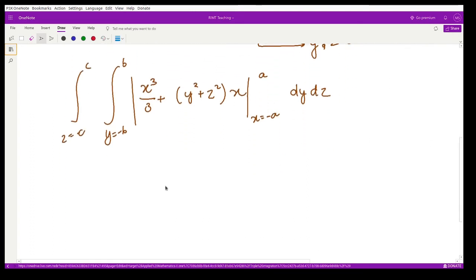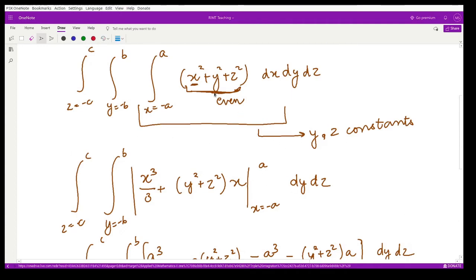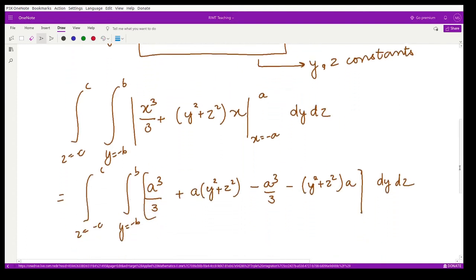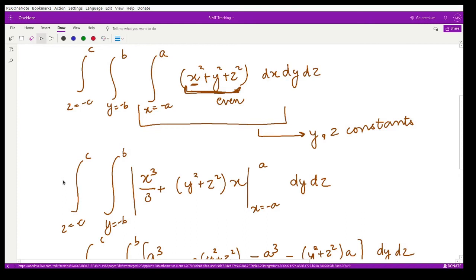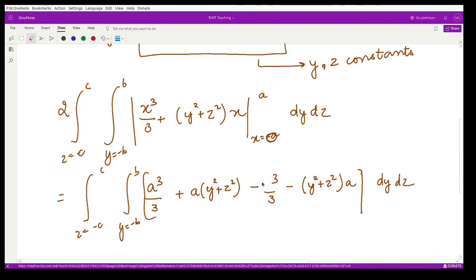So this quantity becomes a cube by 3 plus a into y square plus z square, and from minus a it would be minus a cube by 3, and then minus. Here, because this is an even function, the integration would simply be 2 times that from 0 to a. So we have 2 times the integration from 0 to a of a cube by 3 plus a times y square plus z square, dy, dz, and here we have 2.